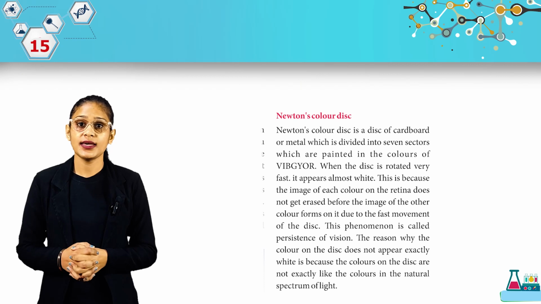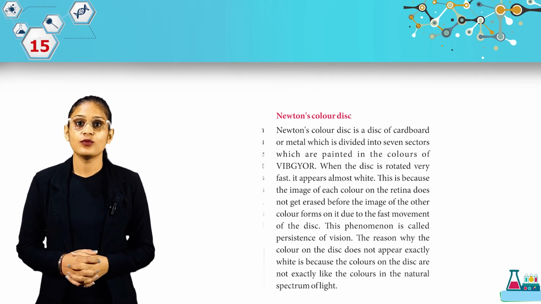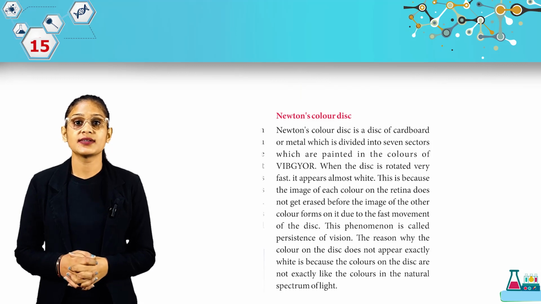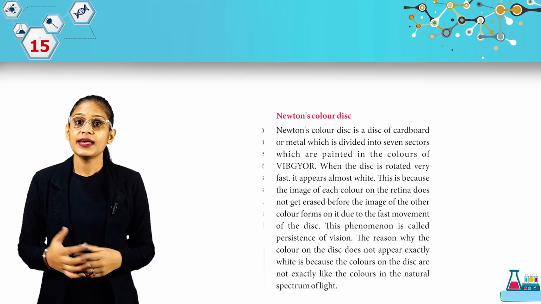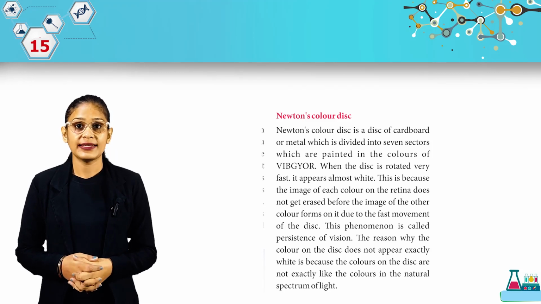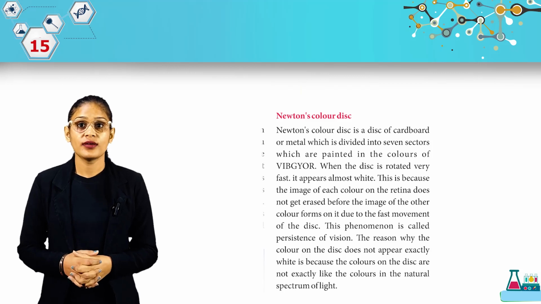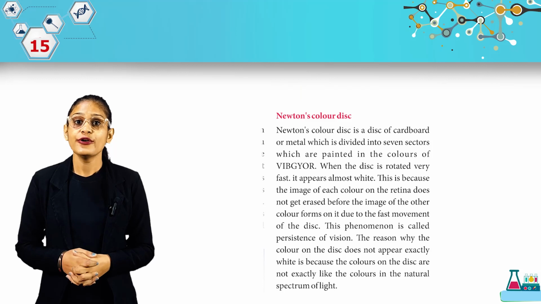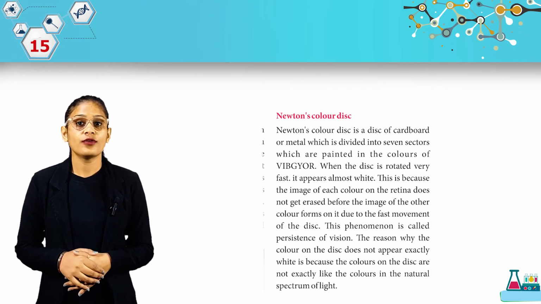Newton's color disk is a disk of cardboard or metal which is divided into 7 sectors which are painted in colors of VIBGYOR. When the disk is rotated very fast, it appears almost white. This is because the image of each color on the retina does not get erased before the image of the other color forms on it due to the fast movement of the disk. This phenomenon is called persistence of vision.